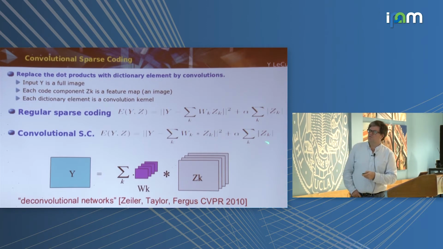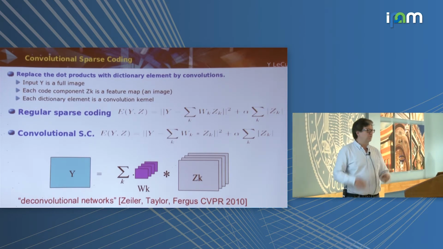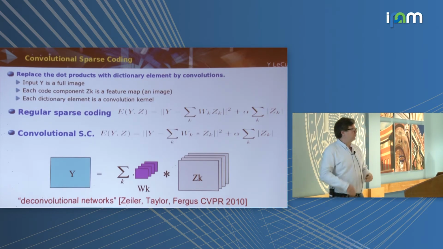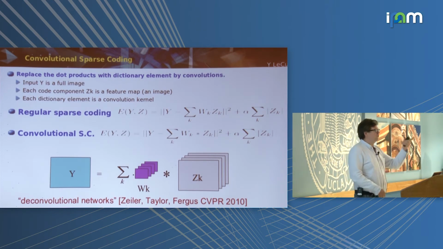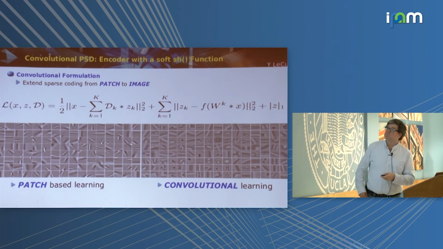And this trick was used by us in this PSD, but it was also used by Zeiler, Taylor, and Fergus in their CVPR 2010 paper in what they call a deconvolutional network. So it's kind of a stack of convolutional sparse coding. So this is very similar to what Michael was talking about yesterday.